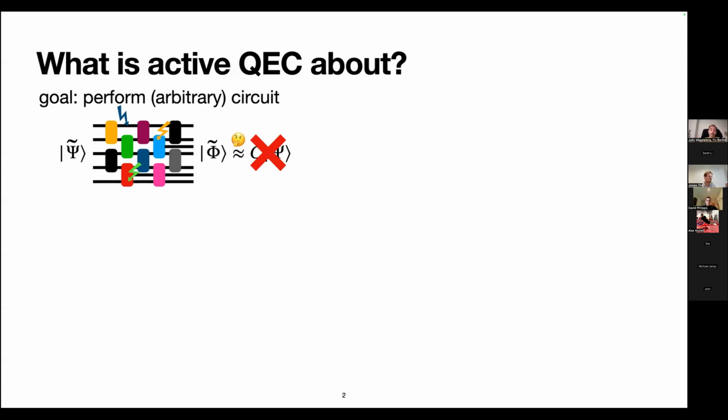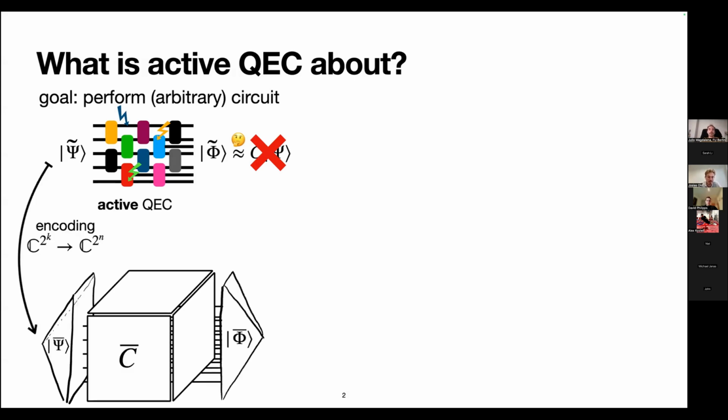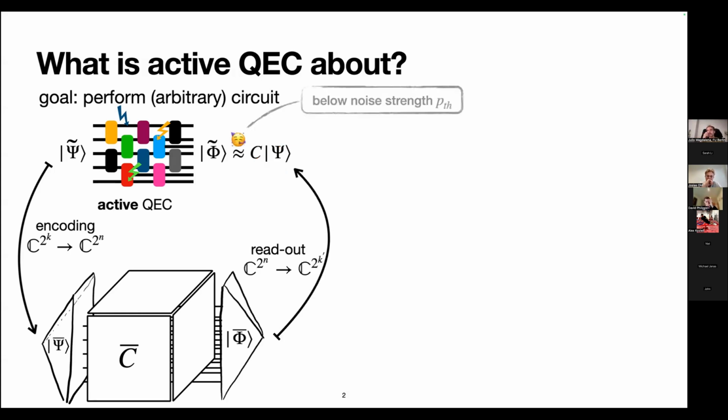So one promising way to circumvent that is to use active quantum error correction, where we use an encoding of our logical state, which is 2 to the k dimensional on k qubits, into a much bigger space of n physical qubits, which you could imagine being depicted by some encoding map into this bigger space. You apply an encoded version of the circuit you want to run, and then in the readout you do the inverse by solving a decoding problem.